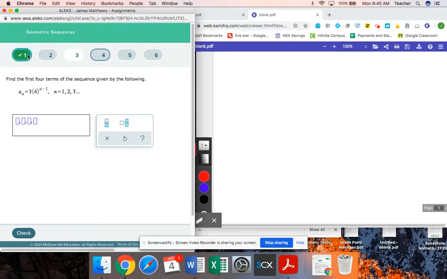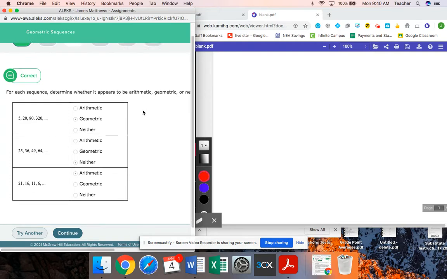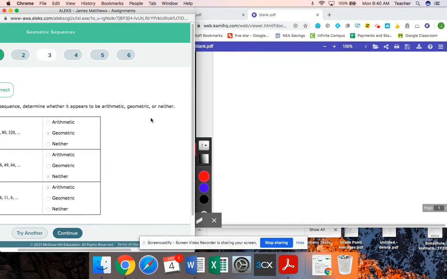All right, guys, let's do some practice with geometric sequences. And this is in ALEKS. And I'm really just asking a few items here. For this first one, for each sequence, determine whether it's arithmetic, geometric, or neither.